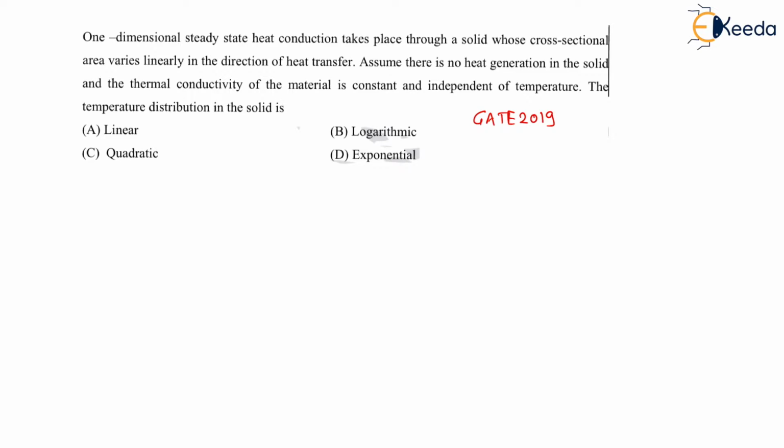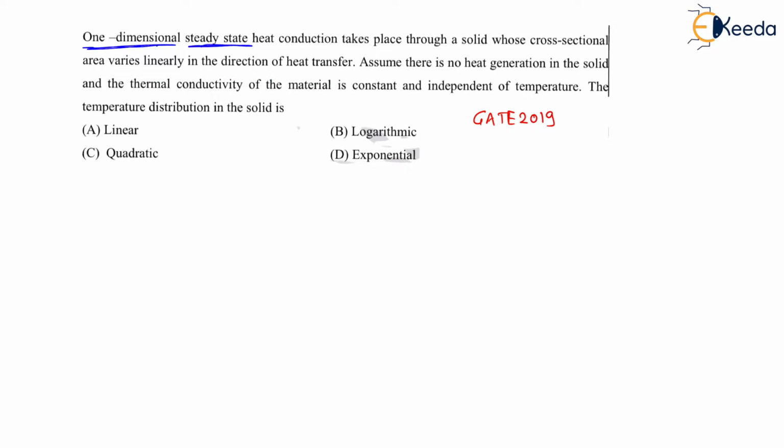So let us understand the question. The question is one dimensional. Now here it is 1D conduction, right? One dimensional steady state. Again, it is given steady state, 1D steady state. Heat conduction takes place through a solid whose cross section area varies linearly in the direction of heat transfer.